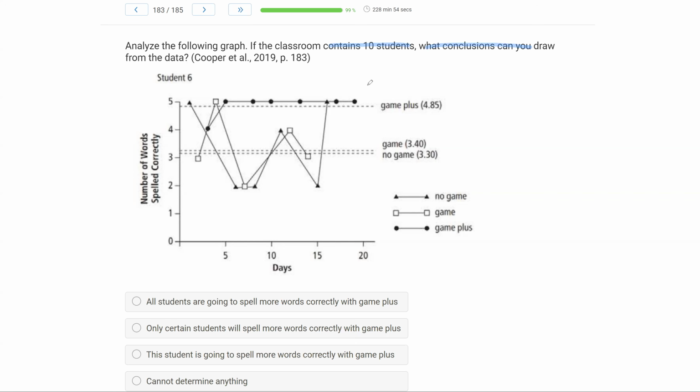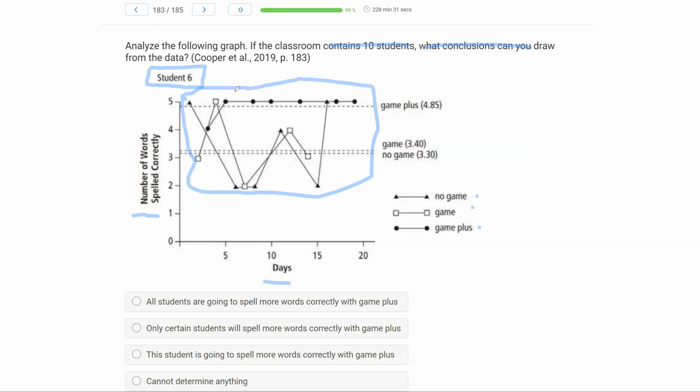Well, first off, 10 students, and this is student 6. So we've got 10 students and we've got one graph for one student. Got to keep that in mind. Two, we're looking at number of words spelled correctly over a number of days, and it's clearly a multi-element design. We've got 3 interventions all being rotated out.